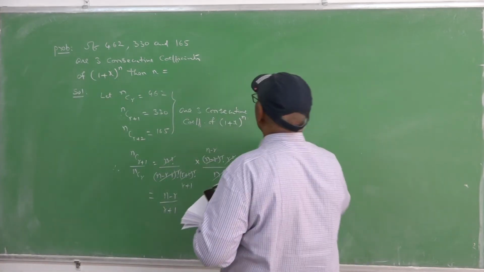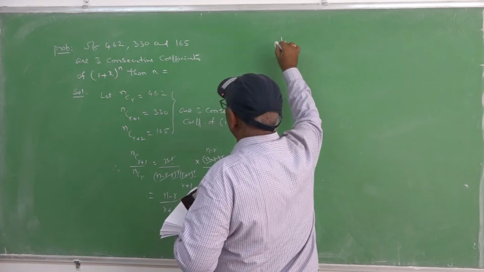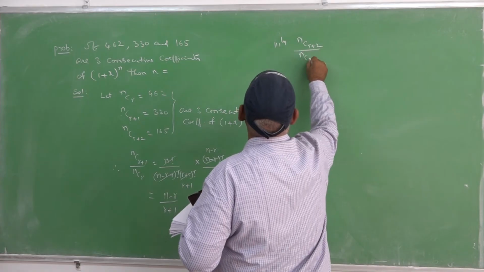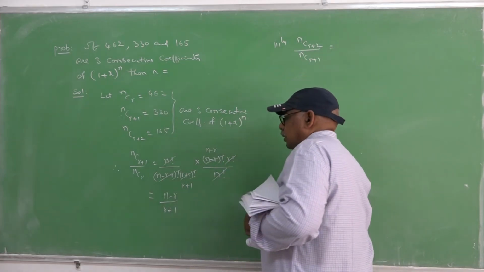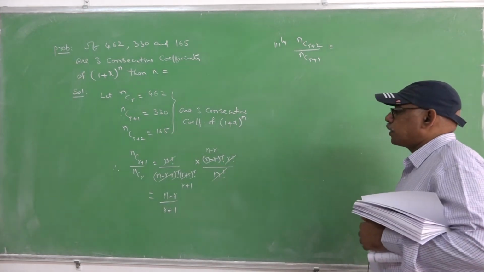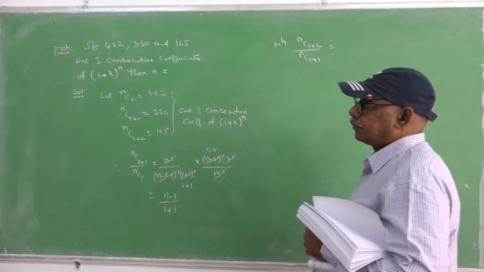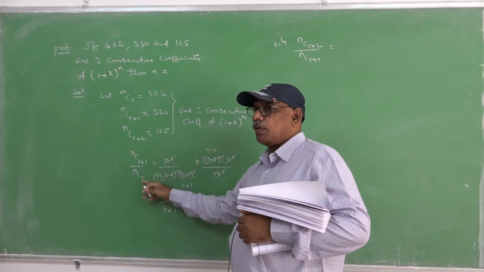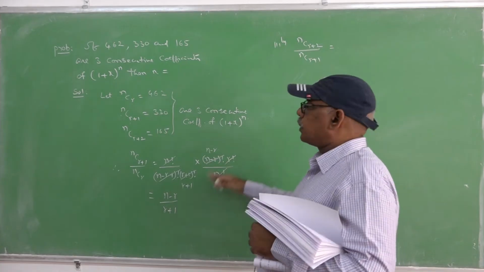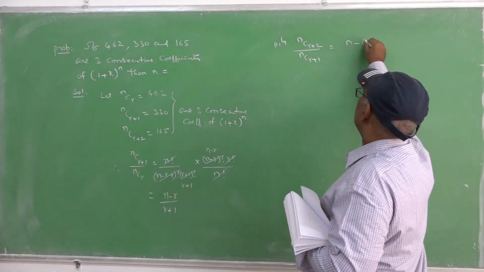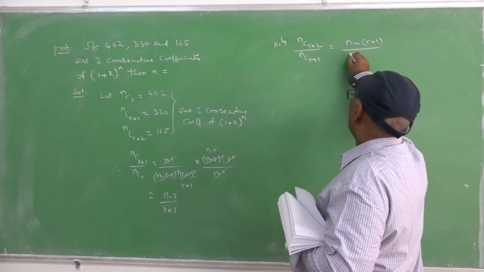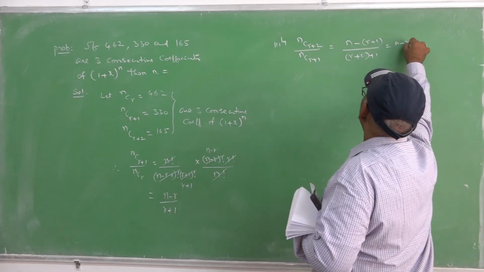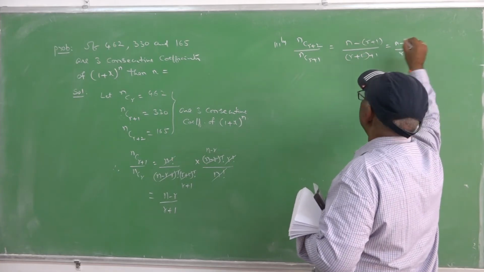Similarly, nCr+2 by nCr+1. That is obtained by replacing r with r plus 1 here. That means r with r plus 1. We get n minus (r plus 1) by (r plus 2), r plus 1 of course. That is (n minus r minus 1) by (r plus 2).